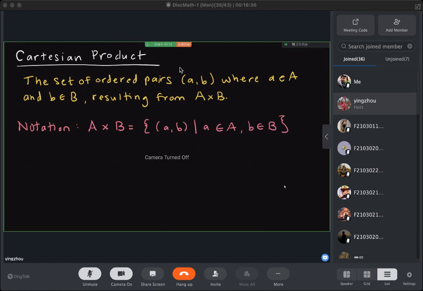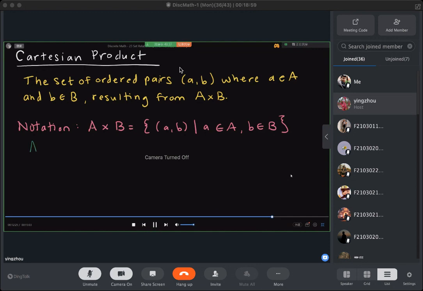So I bring up ordered tuples because of the Cartesian product, which we will talk much more about when we talk about relations further along in this course. But it's essentially the set of ordered pairs, A comma B, where each element A belongs to the set A, and each element B belongs to the set B, resulting from A times B.